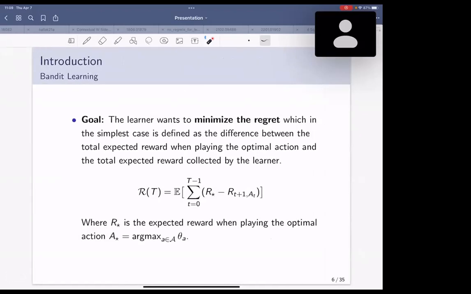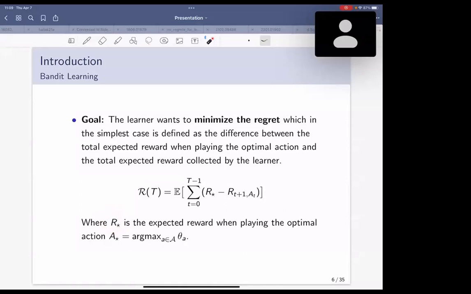If the agent knew all the information about the environment, which means that if the agent knew all the thetas, then the optimal thing to do would be to just choose the action that has the highest mean reward, which we call the optimal action. We show it by A star. If there are multiple optimal actions, we can just randomly sample from them. The expected reward we get by playing the optimal action is called the optimal reward, which we show by R star.